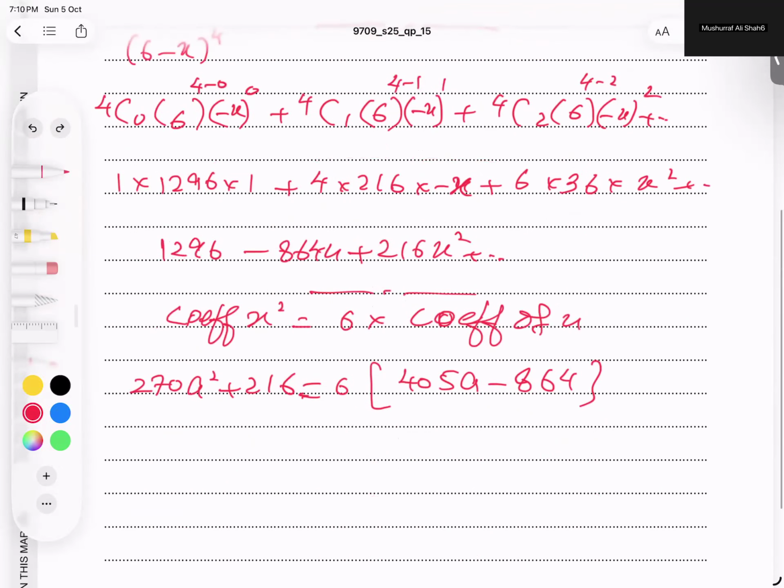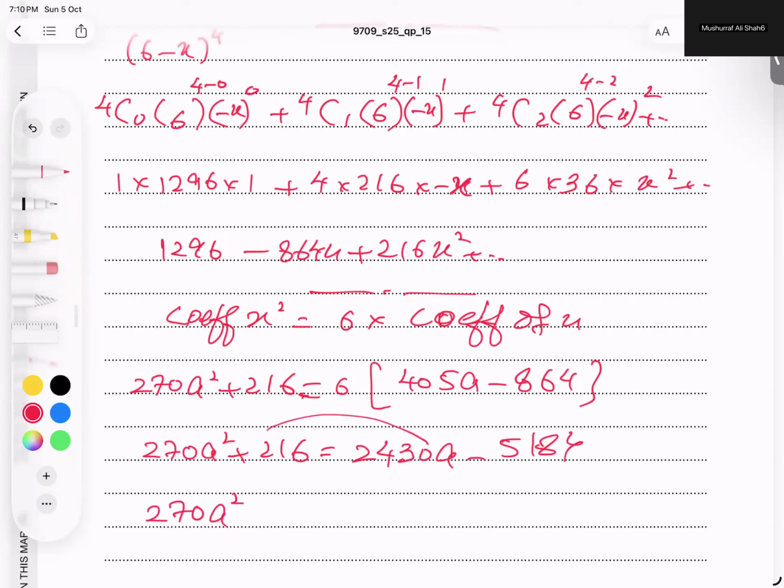Now I'm just going to simplify and apply the algebra. So 270a square plus 216, and 6 multiplies inside: 405 into 6, I got 2430a. And 864 into 6, I got 5184. I bring all values to the left side: 270a square, this comes to this side, I'm getting negative 2430a, and this goes and adds. When I add 216, I get 5400.